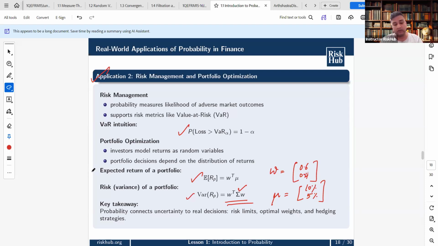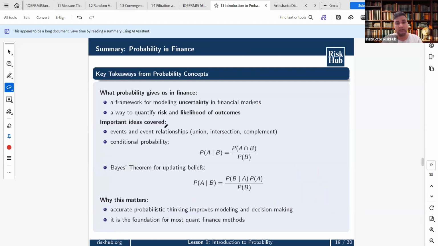Modern portfolio theory is basically optimize expected return while controlling your variance. Okay. So probability connects uncertainty to real decisions, risk limits, optimal weights, and your hedging strategies. Okay. So keep that in mind. Then we get into the next part, which is key takeaways from probability concepts. The slide summarizes the journey.